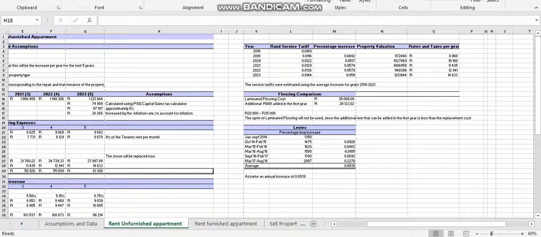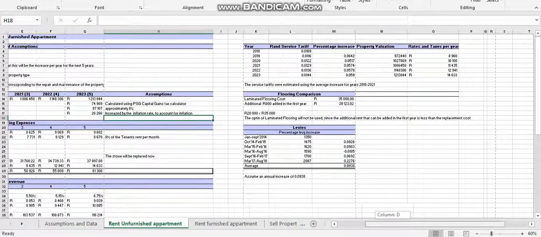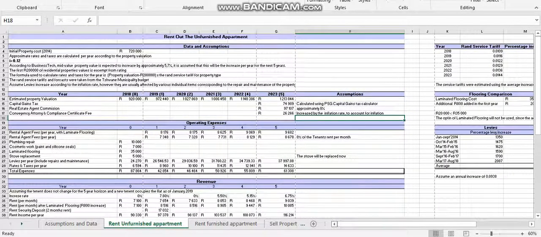The next thing to consider was the property valuation and how that came to be. So it was estimated that the property will increase in value by 5.7% over the next 5 years. The capital gains tax was calculated by using the PSG capital gains tax calculator found on the SARS website.